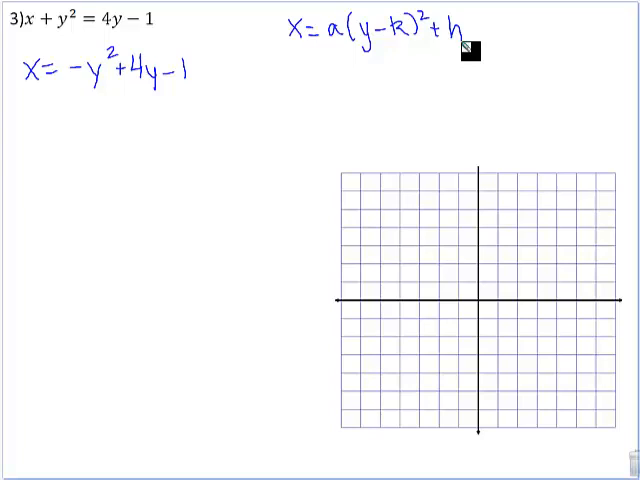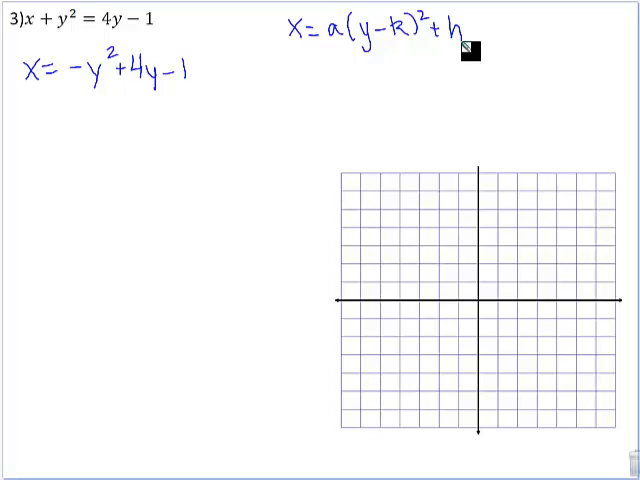X equals goes left and right. Y equals goes up and down. Think about your x and your y axis. Your x axis is horizontal, so it'll go left and right. Your y axis is vertical, so it'll go up and down. Only one of these would be squared. So notice here, only the y is squared, so we'll get the x alone.